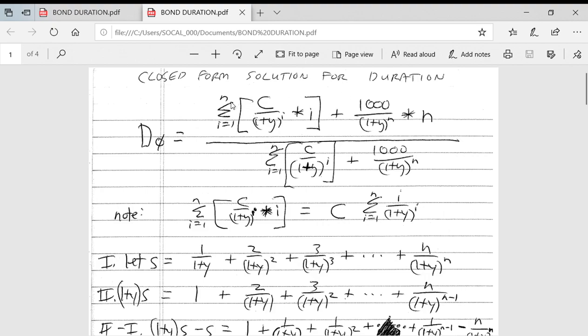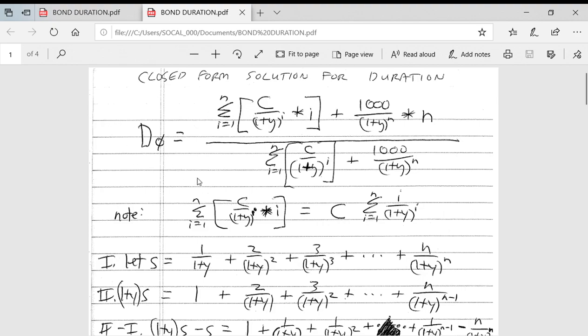And now I'd like to look at a closed form solution for duration. In other words, a closed form solution that you could enter as a formula in a cell in an Excel spreadsheet. Okay, so let's look at this.